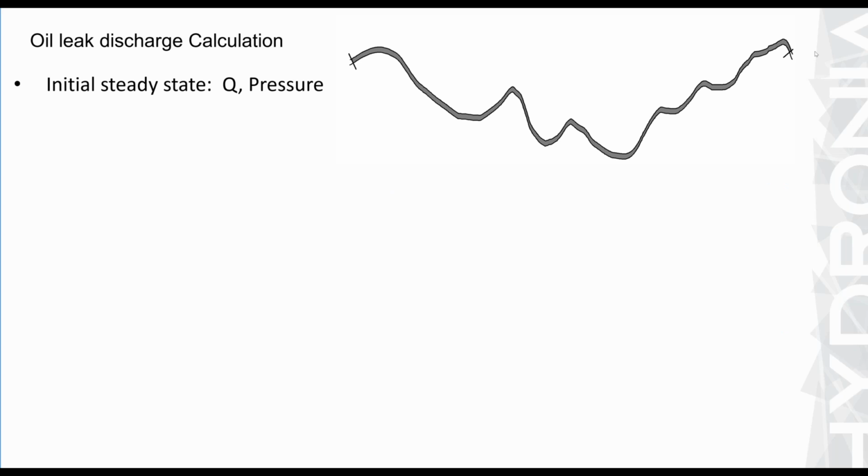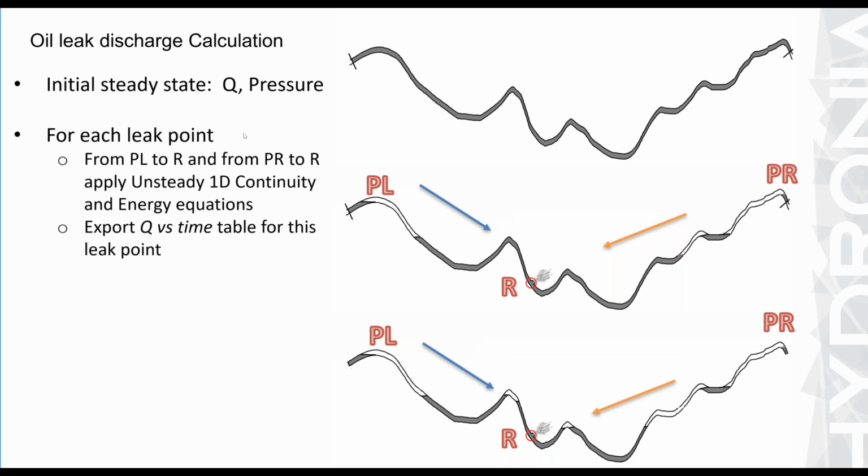it is assumed that the pipeline is completely filled, as in this schematic that you see here. Now, for each spill point, that is the rupture point represented with the R here, there is an iterative process that starts to compute the unsteady 1D or quasi-unsteady 1D continuity and energy equation along each of these reaches, from upstream to the rupture point and from downstream to the rupture point.